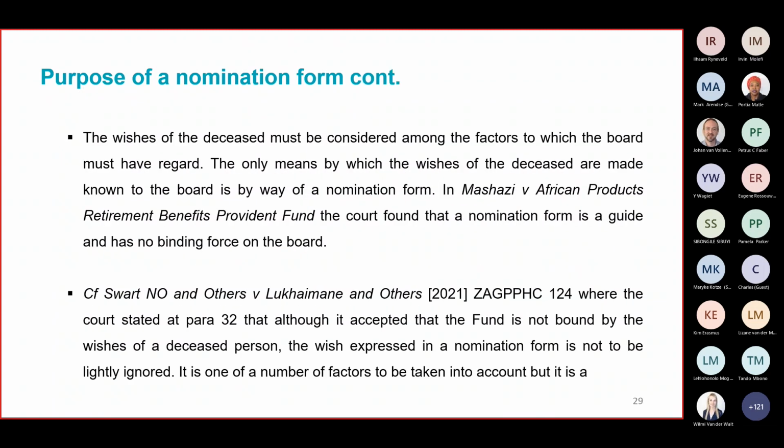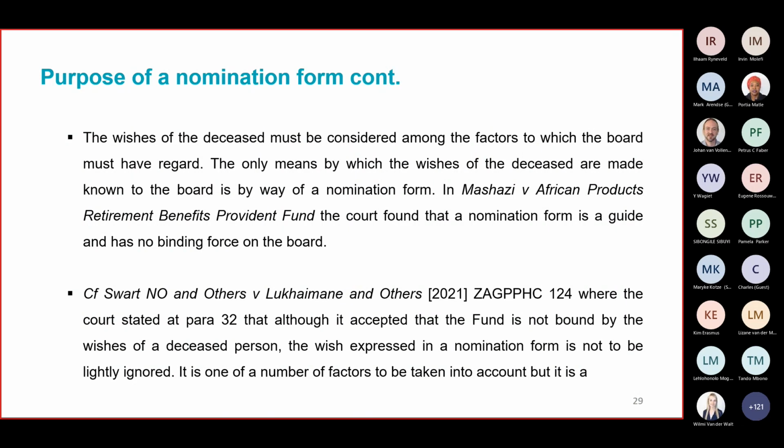The wishes of the deceased must be considered amongst the factors to which the board must have regard. The only means by which the wishes of the deceased are made known to the board, as I said, is by way of a nomination form.